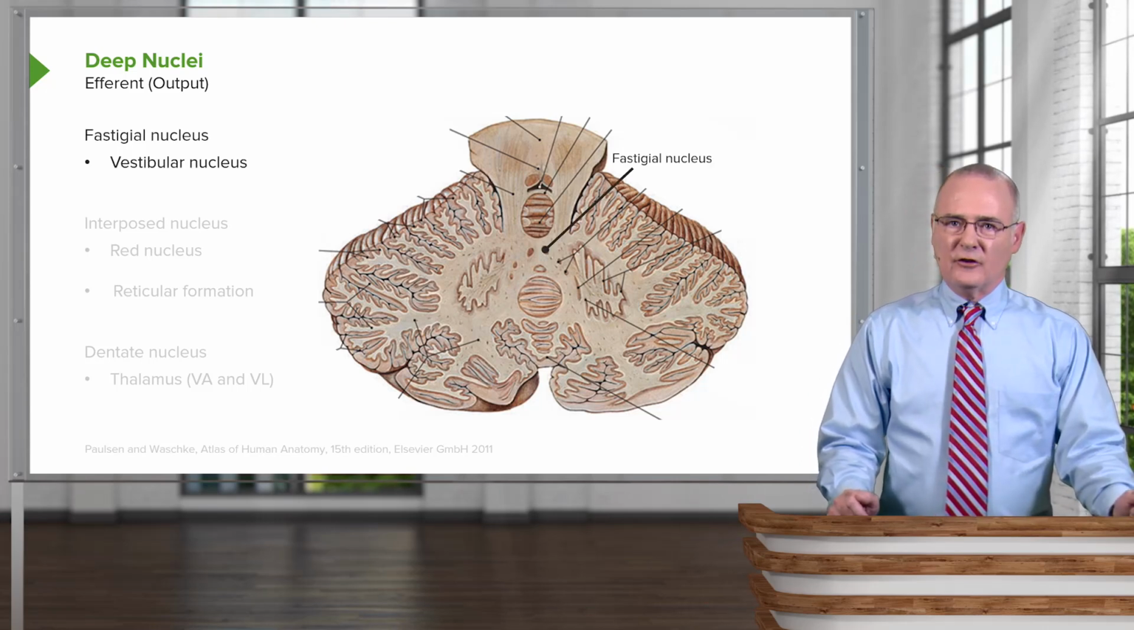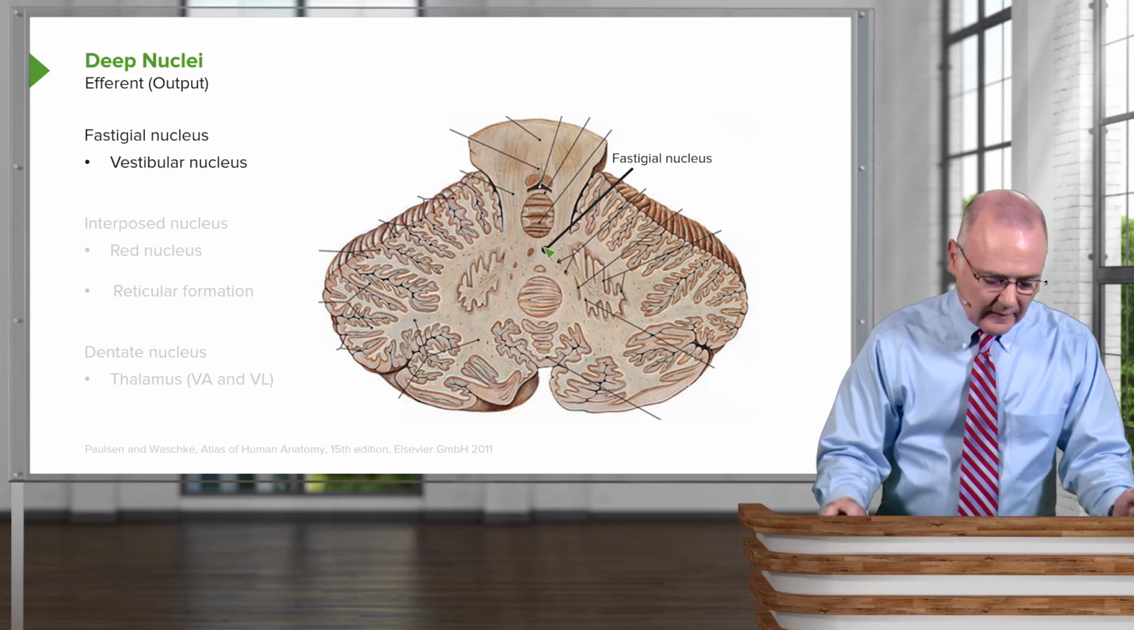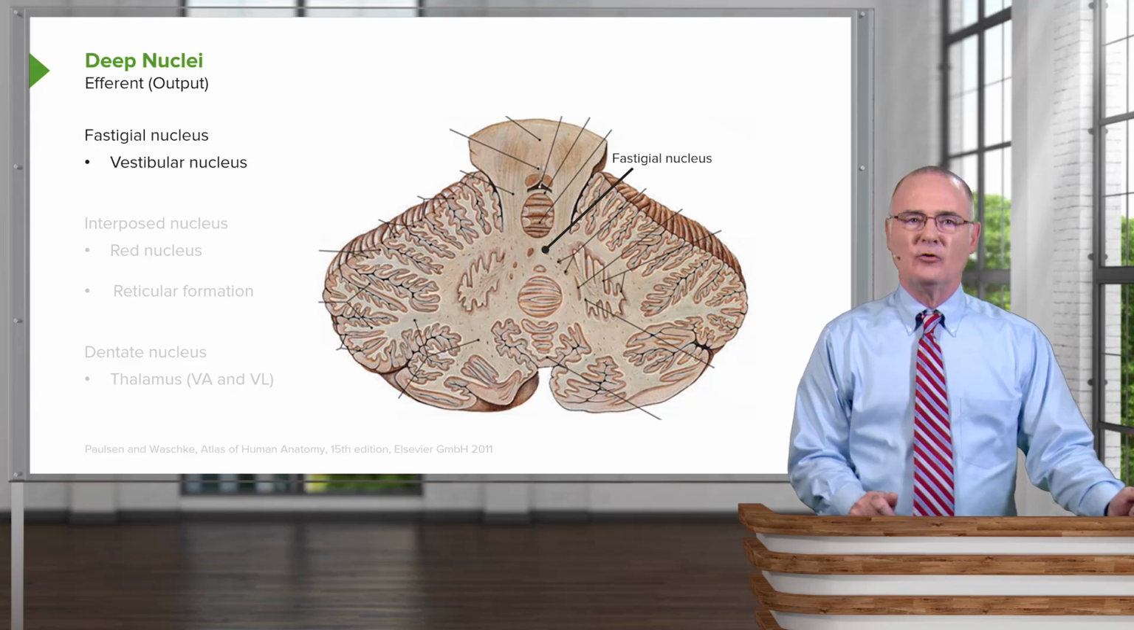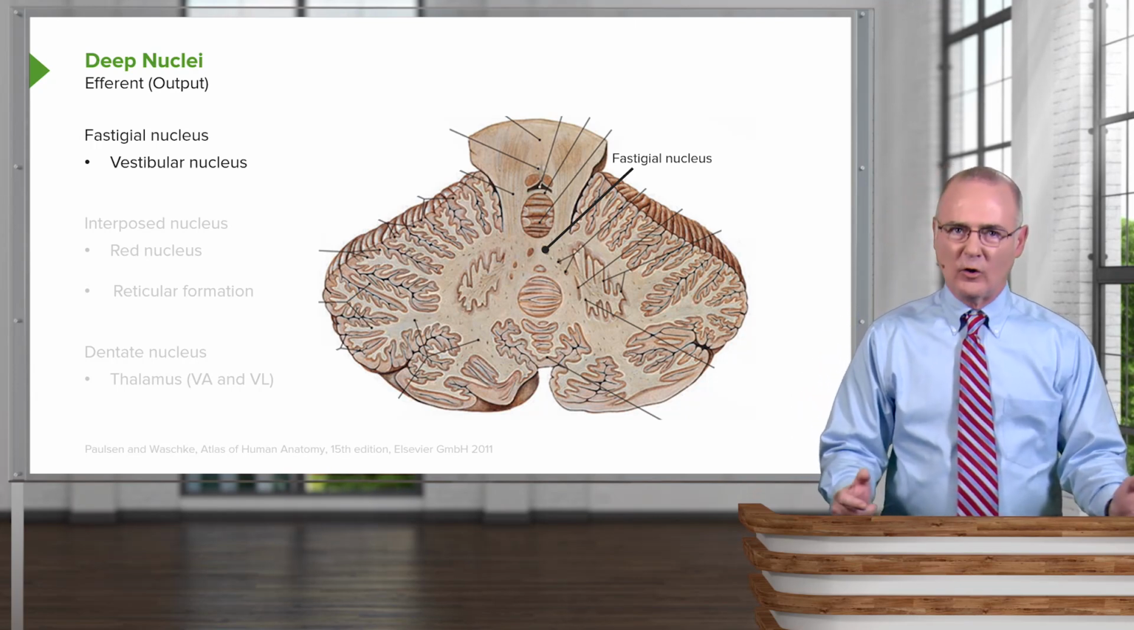The first nucleus to point out is the fastigial nucleus, and it's identified in this region, and we see it here on the opposite side. Output from the fastigial nucleus will be to the vestibular nucleus, that nucleus that will help control equilibrium or balance.